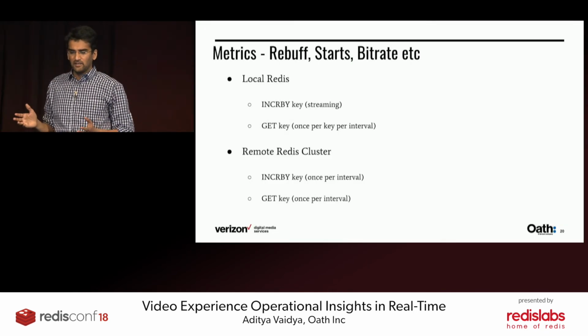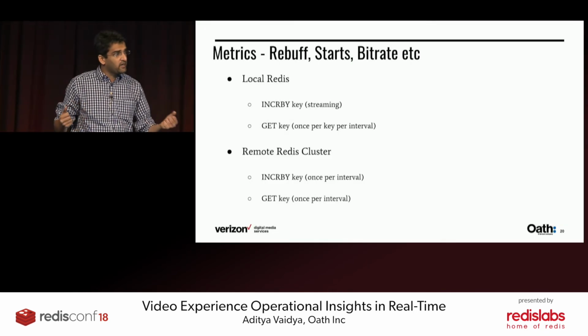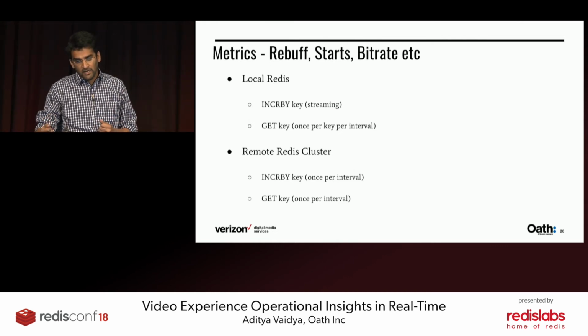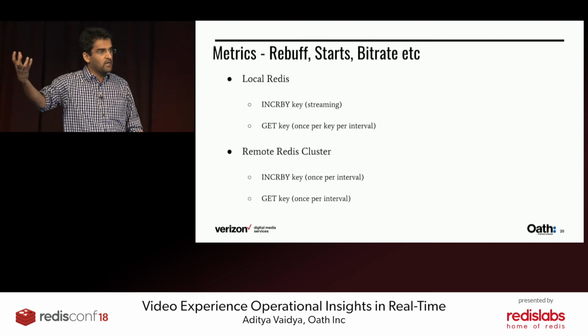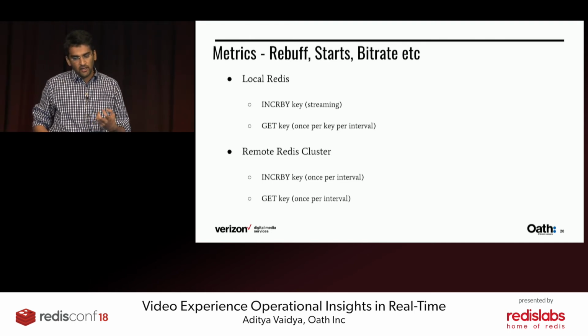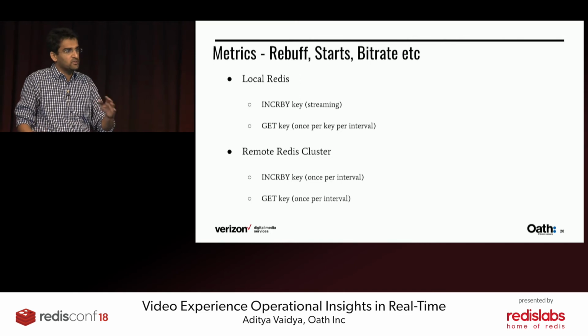For all other metrics like rebuffer ratio or starts or bitrate that we calculate in real time, we just use simple increment by. So we are doing local counting and then we are doing global counting. On the local Redis box, we are doing increment by, and this is happening again on the stream. So this is for every event.